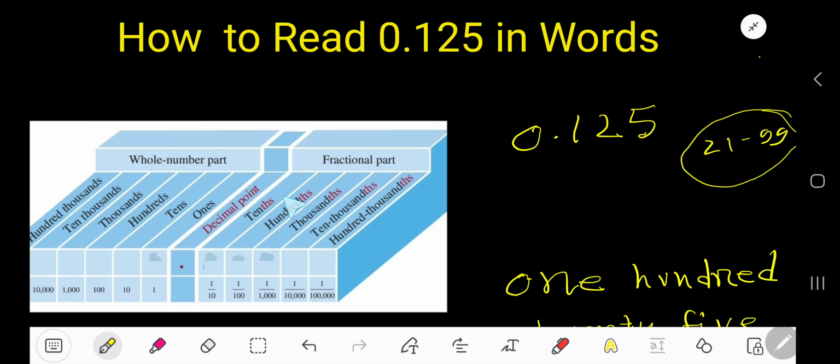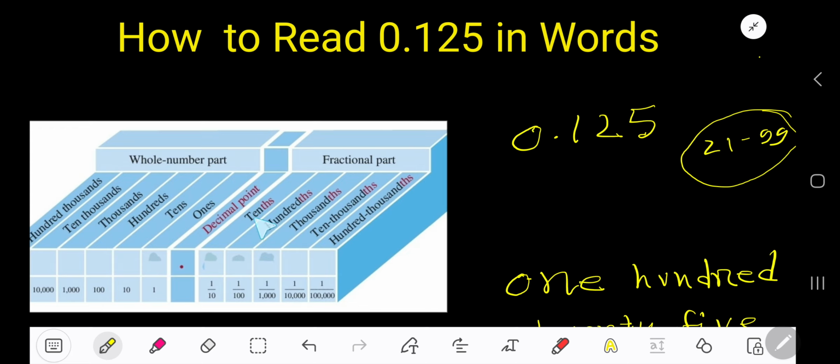After the decimal point we have the fractional part, and before the decimal we have the whole number part. The whole number part here is 0, and the fractional part is 1, 2, 5. In an informal way we say it like this: 0.125. This is the informal way. But what is the formal way?